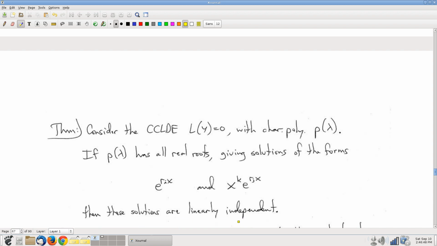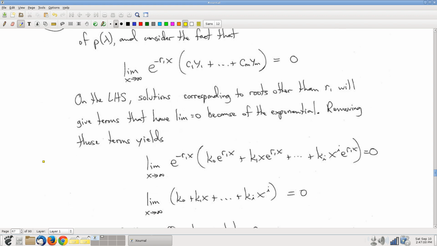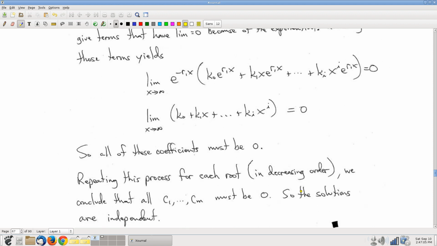And the proof that I have written down here is just the same idea that we have on the previous page. Multiplying by the appropriate exponential, taking a limit as x goes to infinity, making an observation about how polynomials approach 0, and repeat. So same idea as on the previous page.